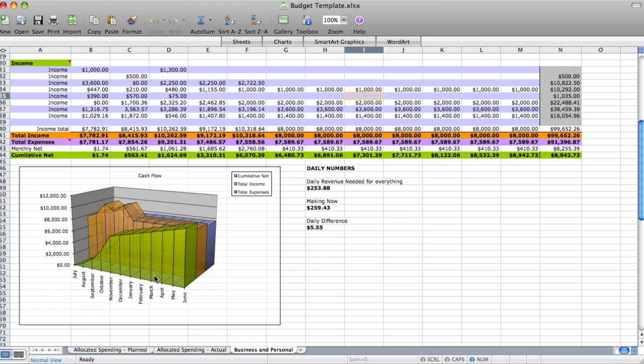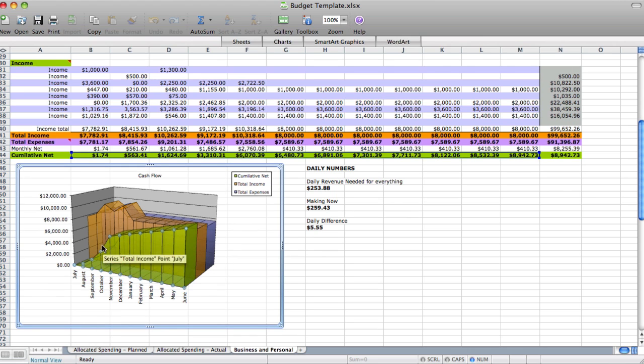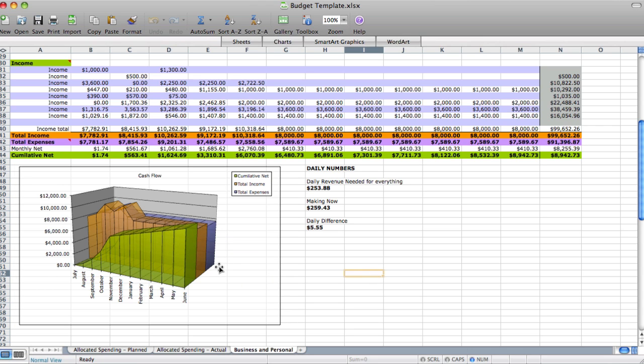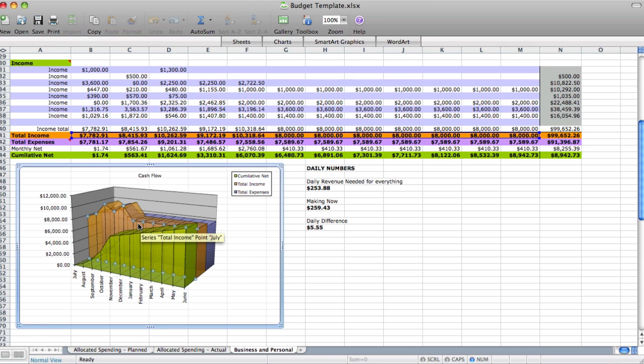Also, down here, I have some nice looking graphs. In the Mac, they are translucent, so you can kind of see through them. In a PC, I don't know quite what they look like, but you may be able to set those behaviors on your version of Excel.